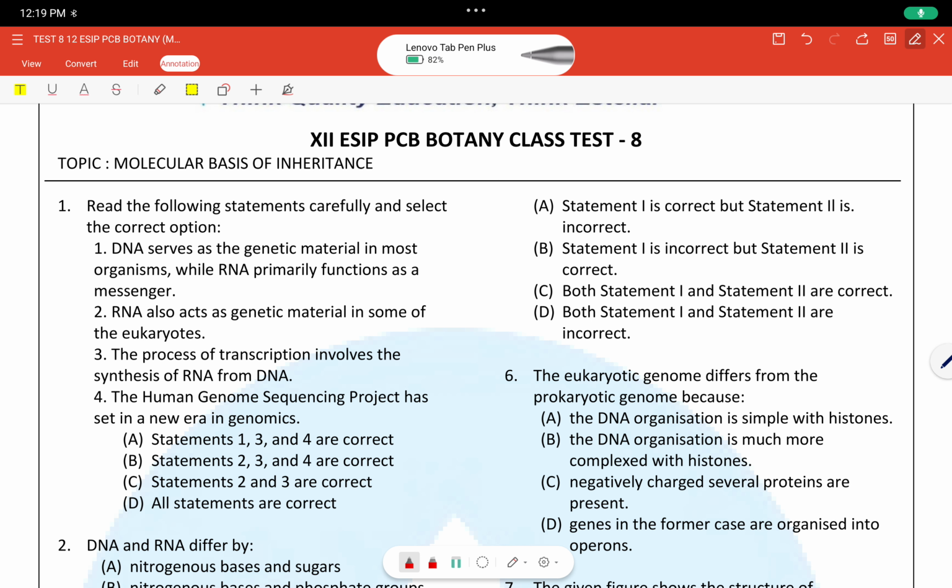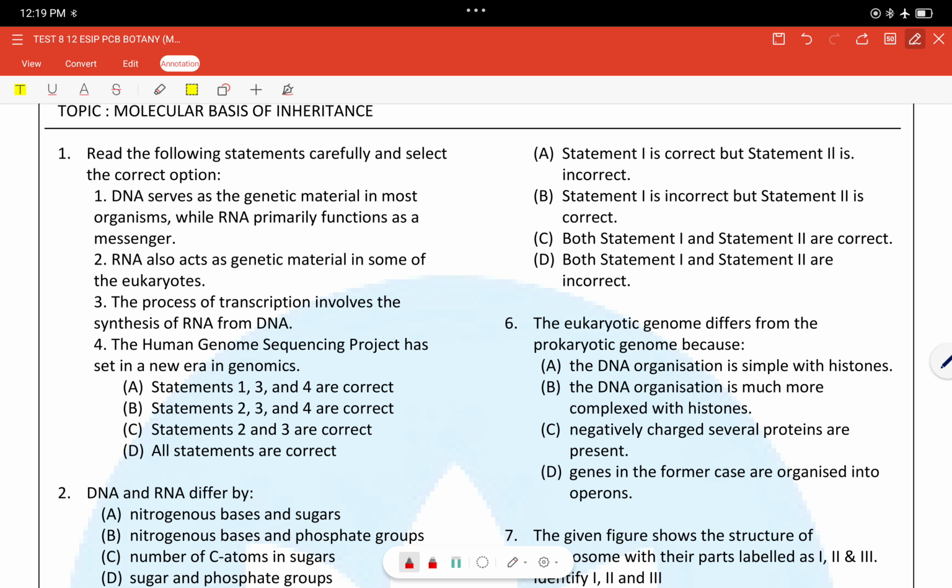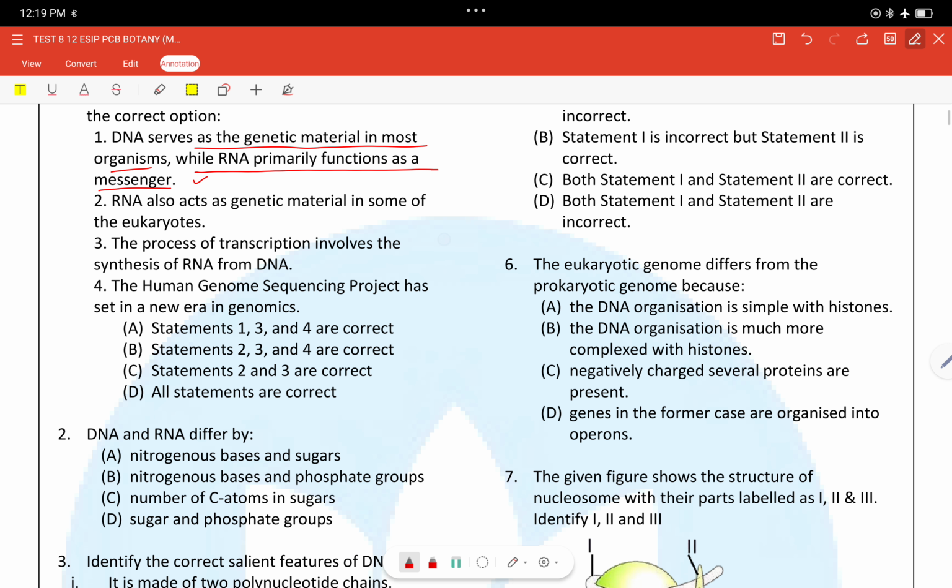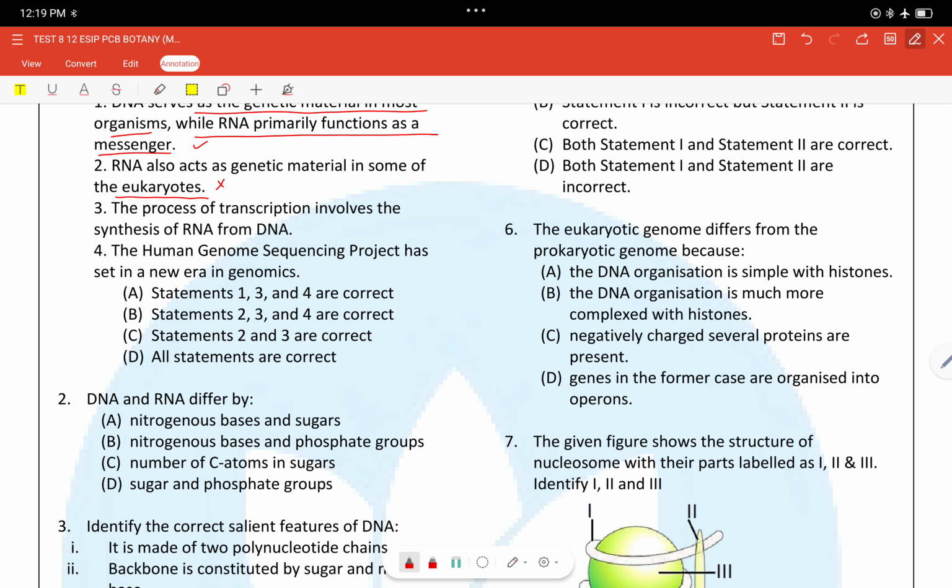Students, today we are going to discuss a test for molecular basis of inheritance. Question number 1. We have to check the correct statement. DNA serves as genetic material in most of the organisms, which is true, and RNA's primary function as messenger RNA. That is also correct. RNA also acts as genetic material in some of the eukaryotes. It would be some viruses, not eukaryotes. So this statement is incorrect.